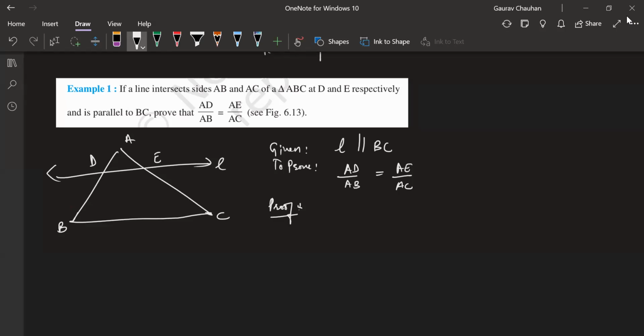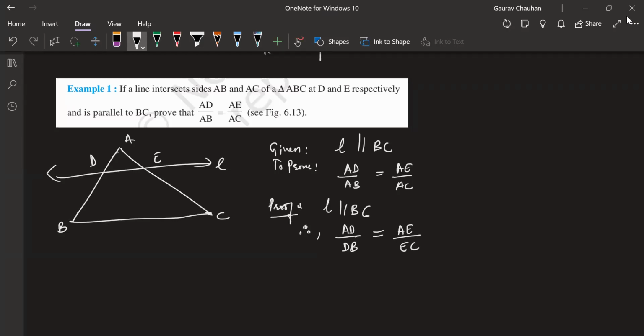See here guys, first of all, we know that L is parallel to BC, right? L is parallel to BC, we know. From this we know what? Manisha, can you tell? Therefore, what can we conclude if L is parallel to BC? AD by DB is equal to AE by EC.